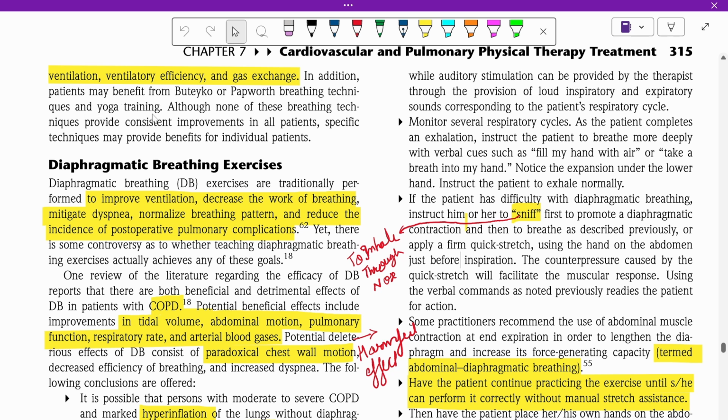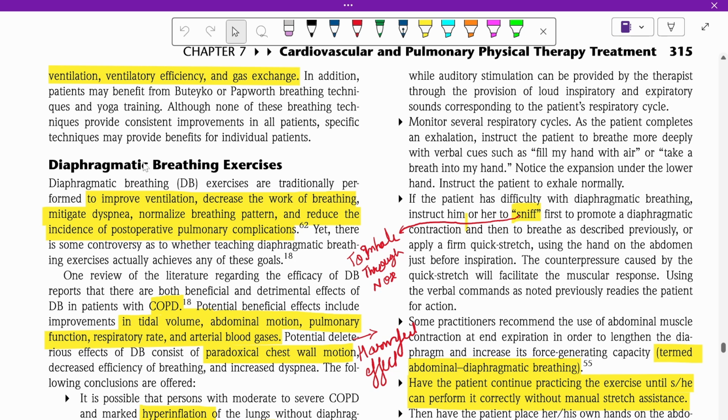These are the other breathing techniques which are also helpful in patient treatment. Although none of these breathing techniques provide consistent improvements in all patients, specific techniques may provide benefits for individual patients. For a specific patient, specific exercises are covered.